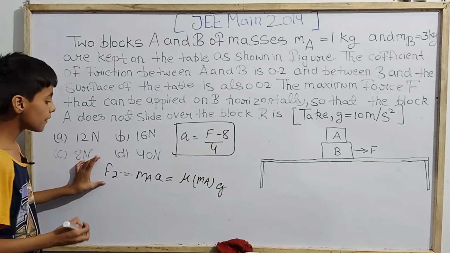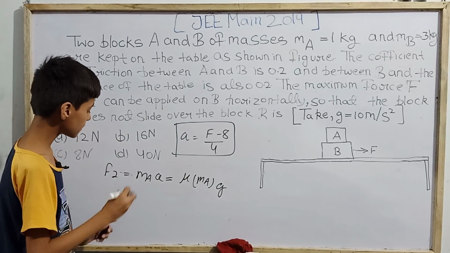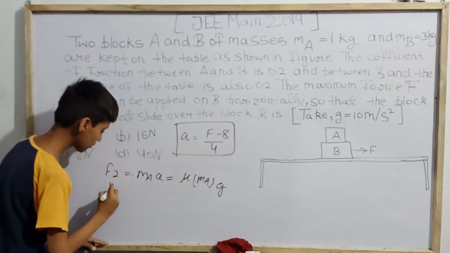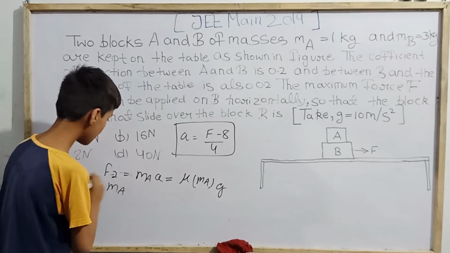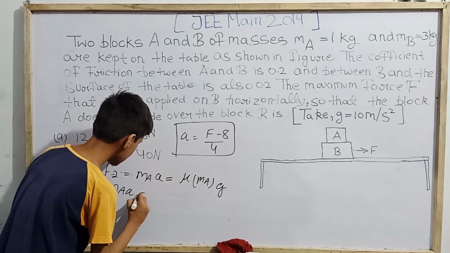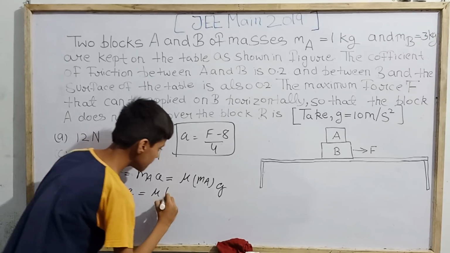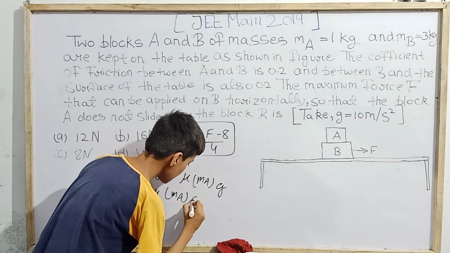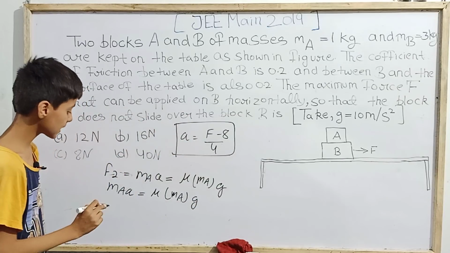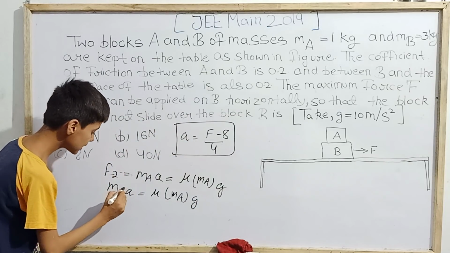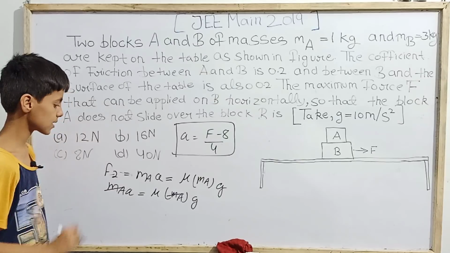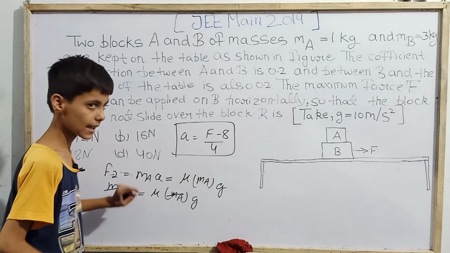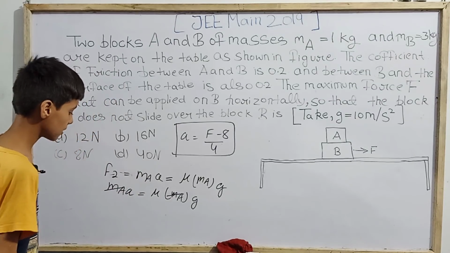So finally, according to this, F2 we don't have to write. MA equals mu MA times g. Now here this MA and this MA can be cancelled. Of course it can be cancelled.